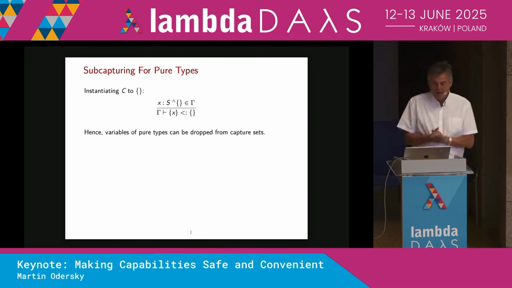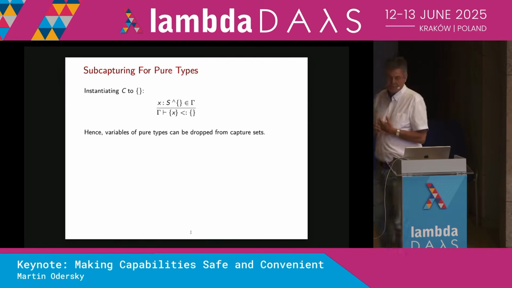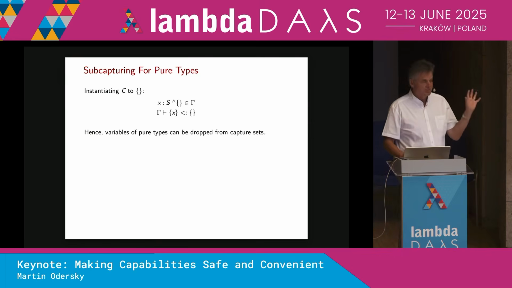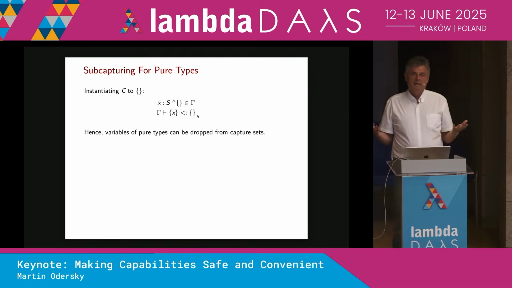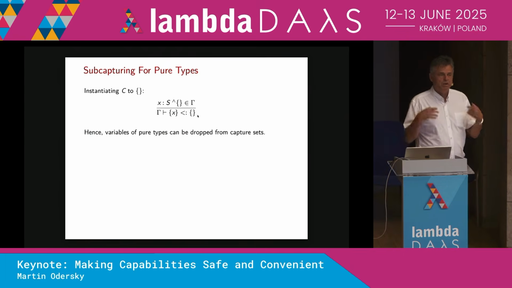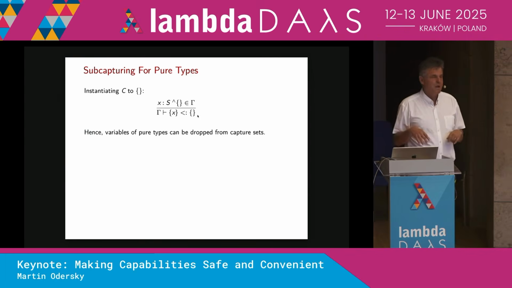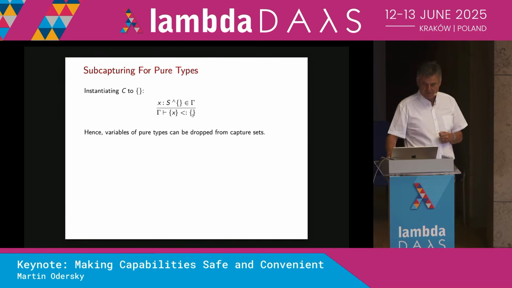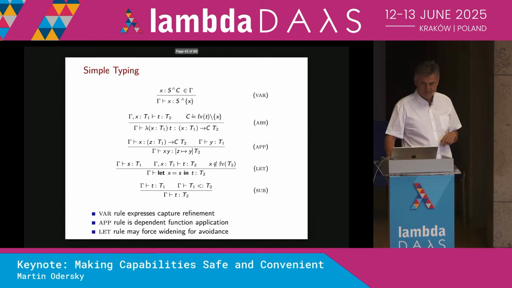Okay, so if we plug the empty capture set into this capability, we see that if X is just a shape type, so it's not a capturing type, then by this rule, the capture set consisting of X subcaptures the empty set. So basically the whole thing is pure. So that's essentially our justification that we can drop all types that are not capabilities from capturing types. We could write them, but they don't really contribute anything because they're subcaptures of the empty set. So variables of pure types can be dropped from capture sets.